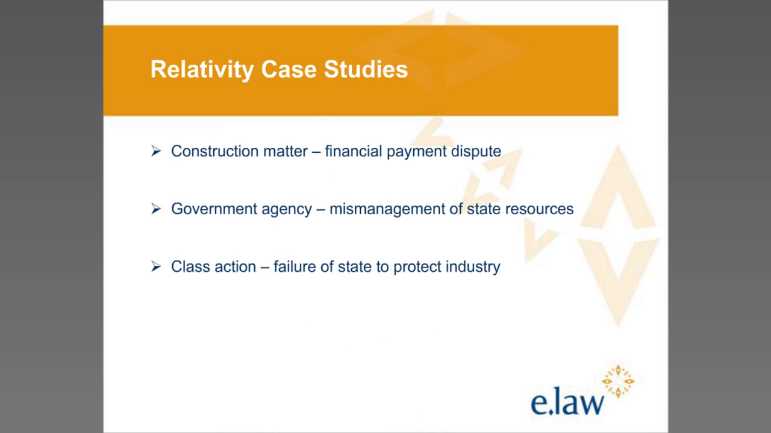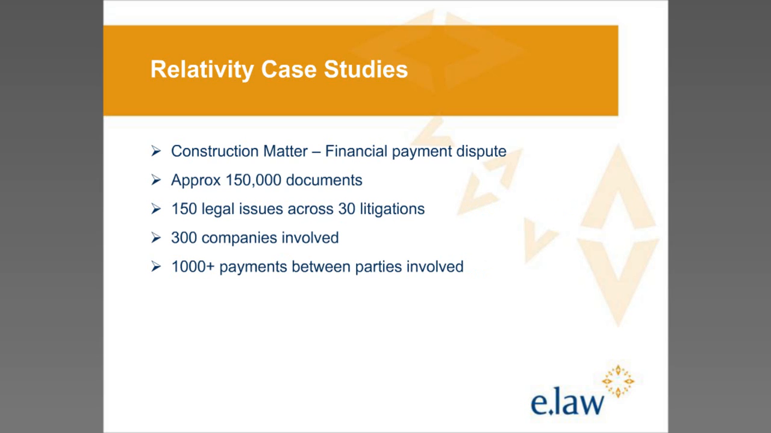So now we're on to the actual case studies in Relativity. We have three different ones. We have a construction matter, which focused around financial payment disputes. We had a government agency, and there was mismanagement of state resources. And then we had a class action with a failure of state to protect industry. We'll start with the construction matter. At the heart of it, it was talking about financial payments, and there were about 150,000 documents, so a moderate number from what we see.